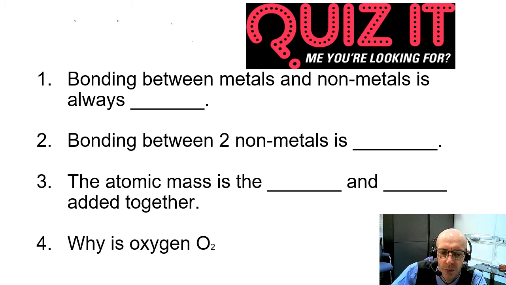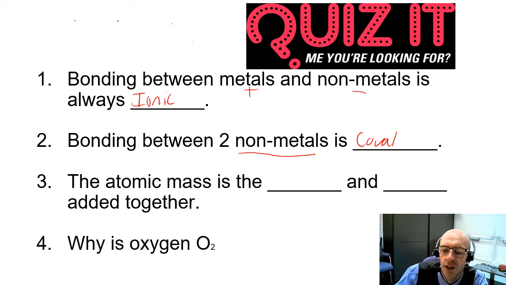Welcome back. That's probably taken you 3 or 4 minutes to do those questions, so let's go through them. Choose the right colour pen. Bonding between metals that become positive and non-metals that become negative, that is always ionic. And bonding between two non-metals, there's the one we were dealing with last lesson, covalent, where they do the sharing, hence why sharing is caring.